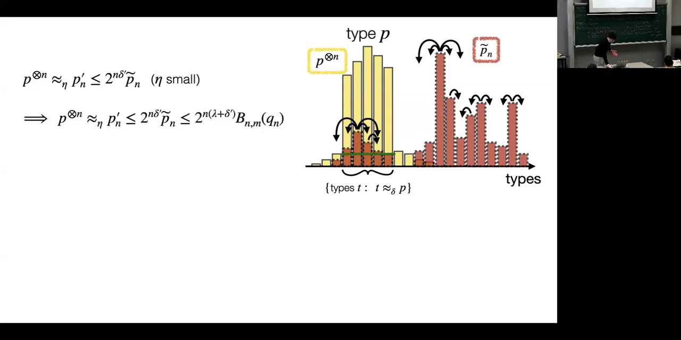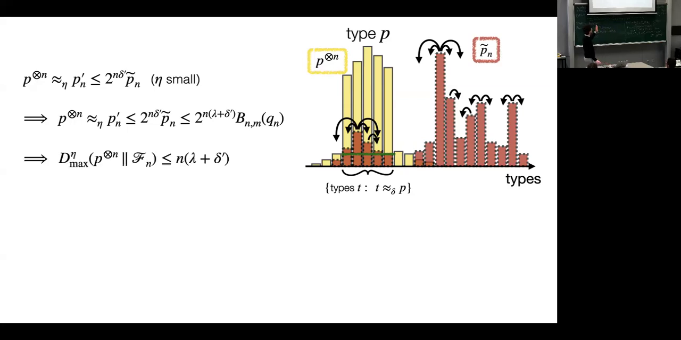Now we are basically done. Because P prime is dominated by P tilde, but P tilde is dominated by the blurred version of Q n, by what we said before. So we get that P prime n is dominated by a free probability distribution with a coefficient that's basically 2 to the n lambda.